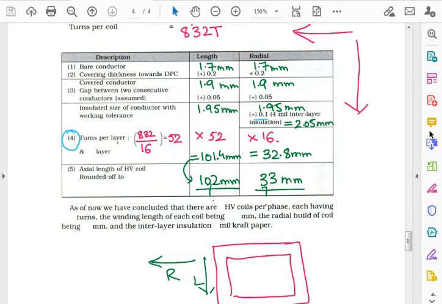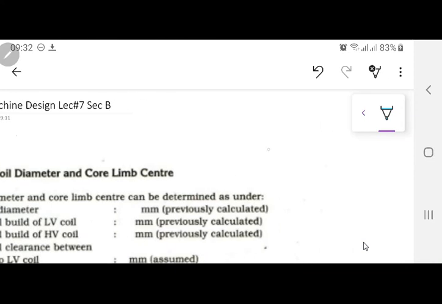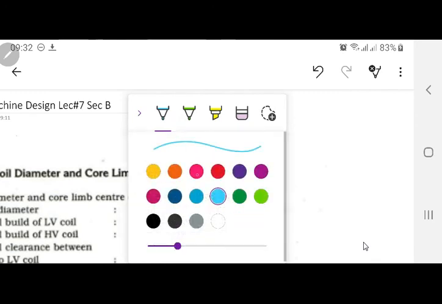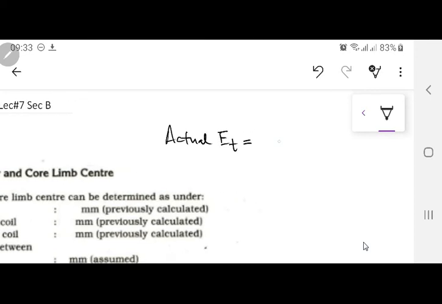But before that, we need to find out the actual ET. So the first thing first, let me use another color. We want to find the actual ET. We know the actual ET is equal to the voltage divided by the number of turns. Since I am talking about the secondary voltage, because the secondary has fewer turns, the actual ET is equal to Vs divided by Ns, or N2, you can use the subscript 2, it's totally up to you. But whatever nomenclature you use, stick to that for your whole design, don't change it.